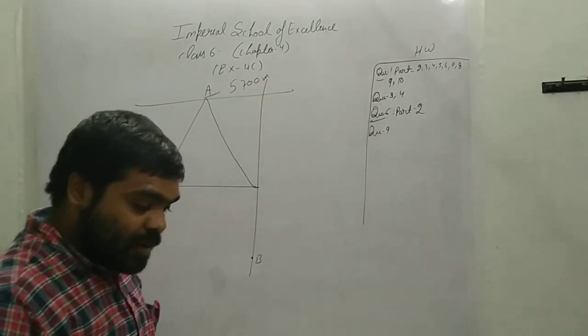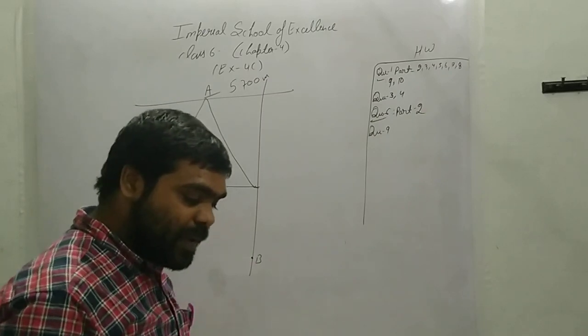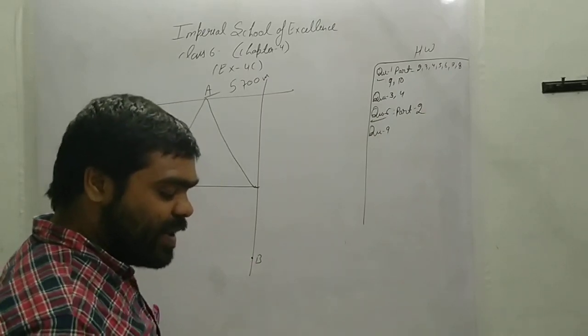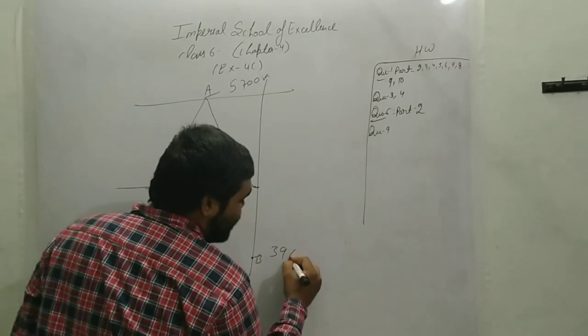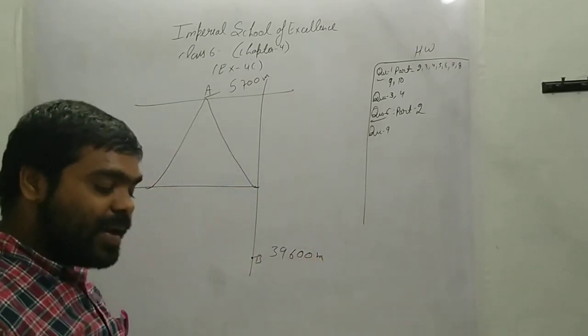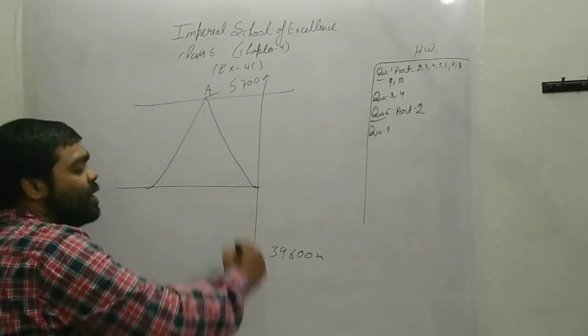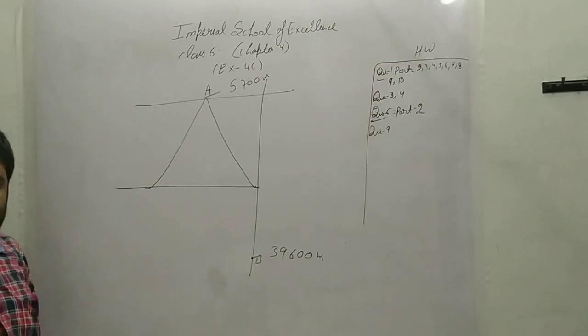And the point B is in a mine which is 39,600 meter below the sea level. Find the vertical distance between A and B. You have to find the vertical distance between A and B.